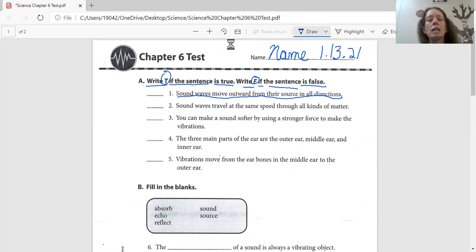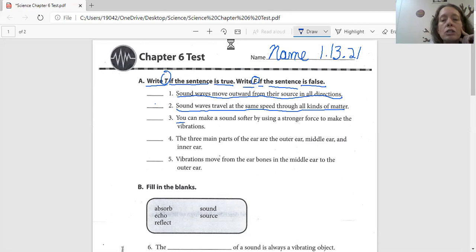Number 2 says, sound waves travel at the same speed through all kinds of matter. If sound waves are traveling through a gas, it's the same speed as if it's traveling through a solid. If you think that's true, write a T. If you think that's false, write an F.